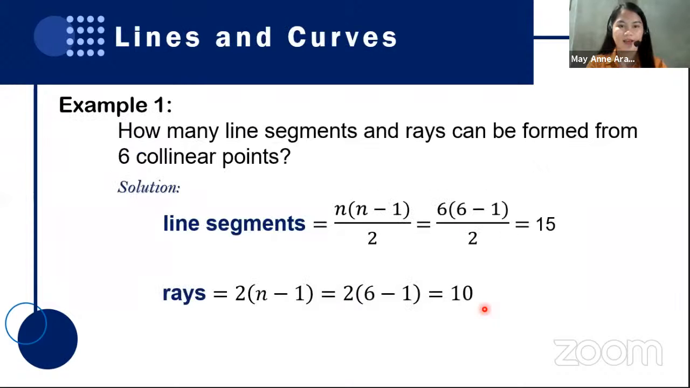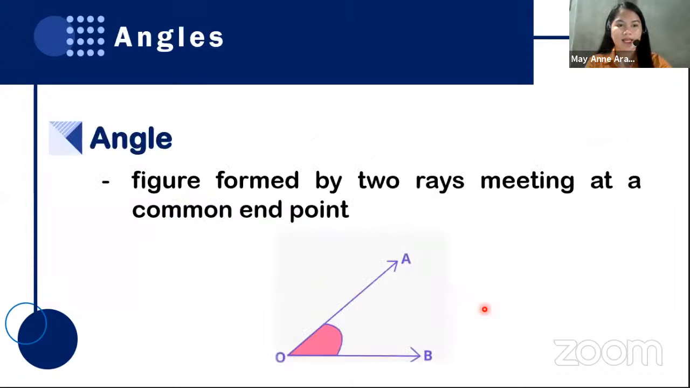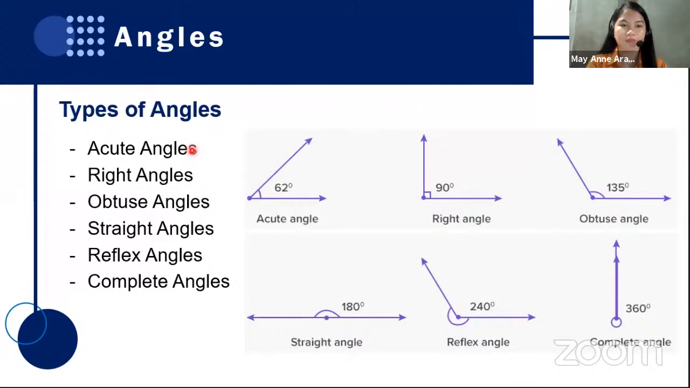Okay, now let us have the angle. An angle is a figure formed by two rays meeting at a common endpoint. These are the two rays, ray OA and ray OB, and this one is their common endpoint, vertex O. And this is the angle. Okay, and there are different types of angles.